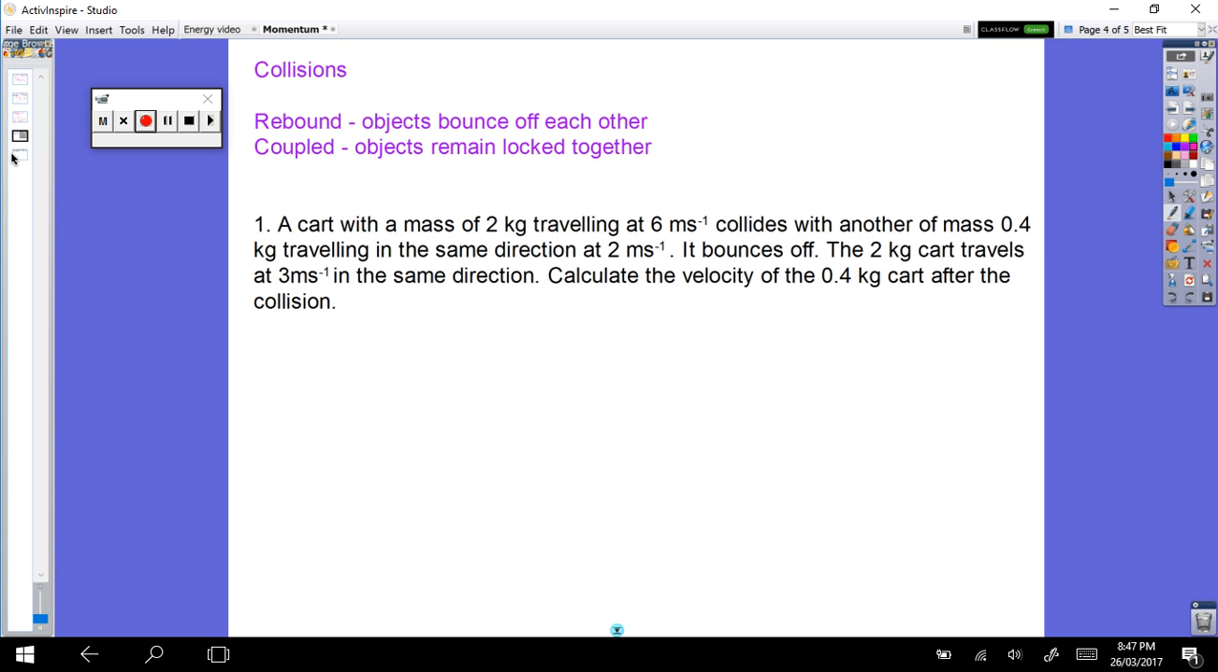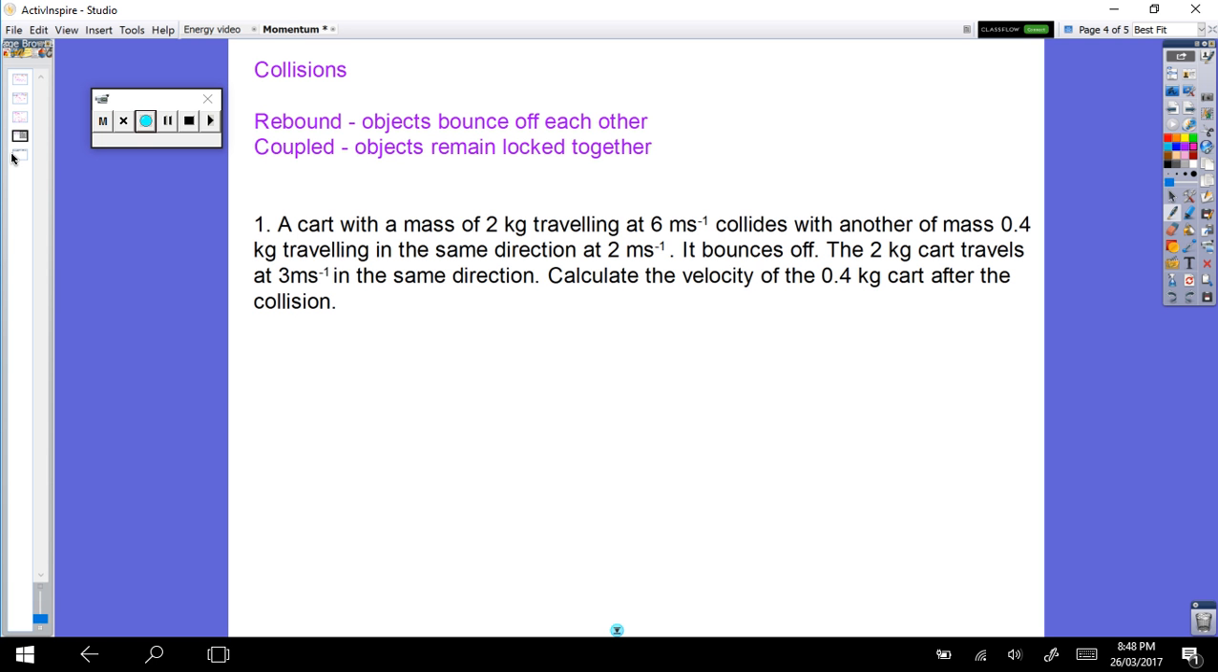Next question. We're going to look at collisions. There are two types of collisions. There are rebound collisions, where objects bounce off each other, like billiard balls if you play pool. Or there are coupled collisions, where objects remain locked together, like a bullet into a target, or sometimes in car accidents, particularly a truck and a car, which often get stuck together. Whether it's a rebound or coupled actually changes the way we do these questions.